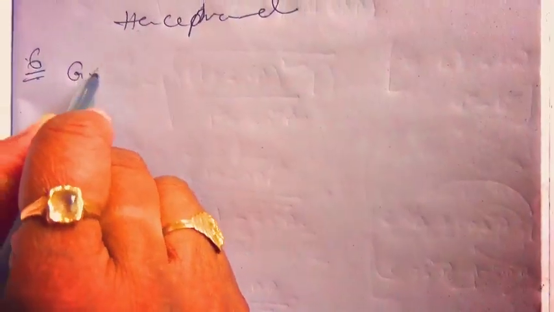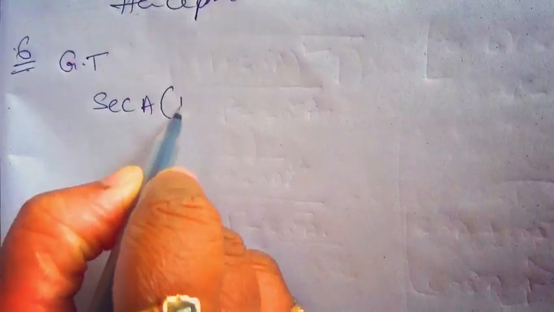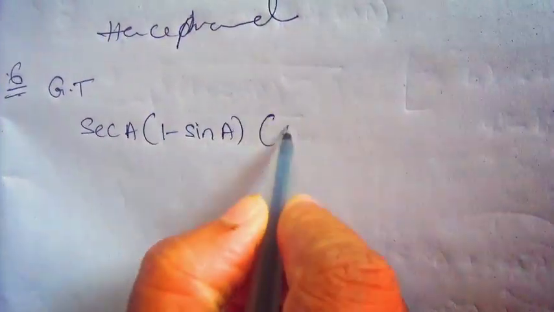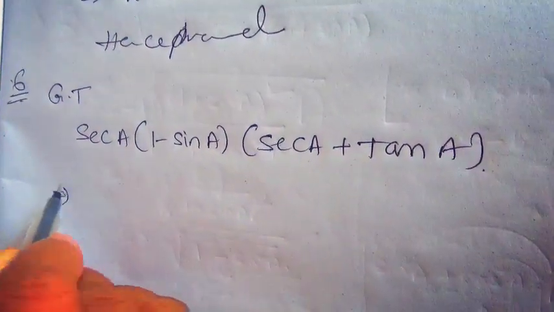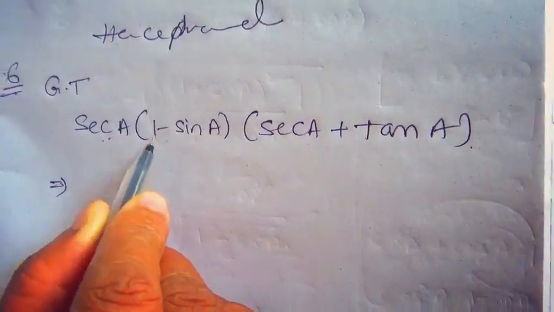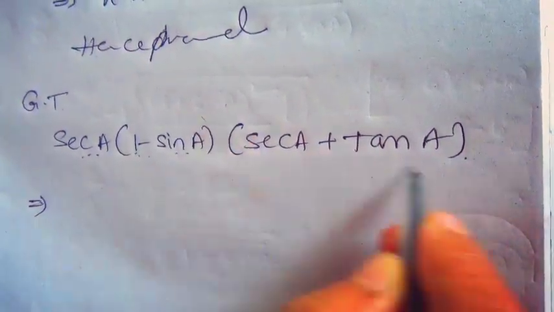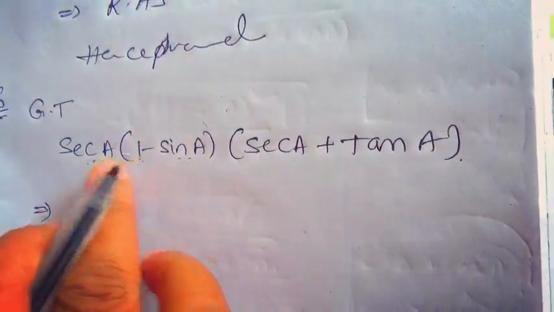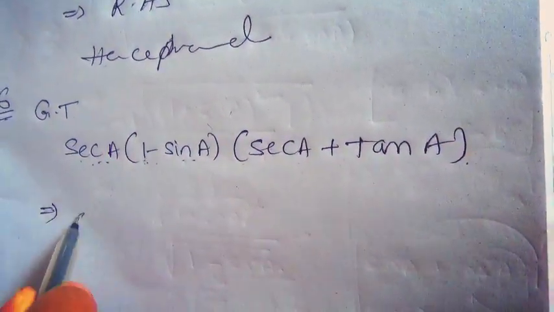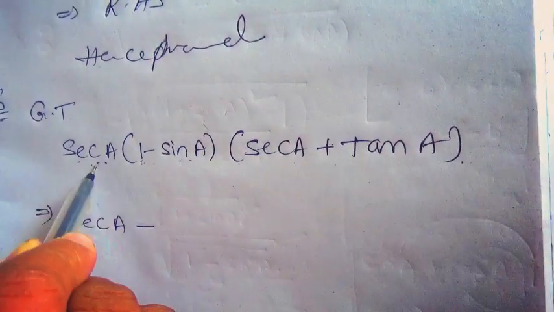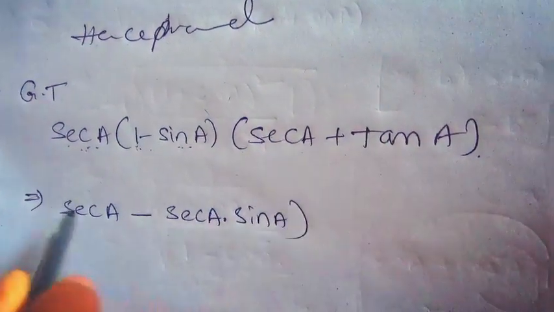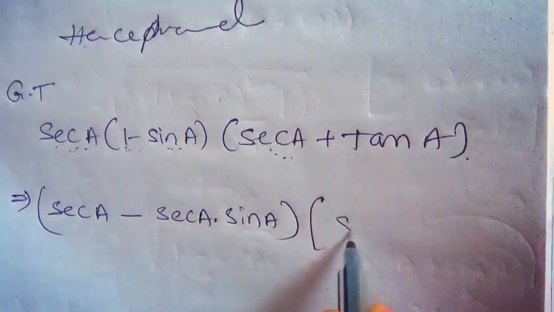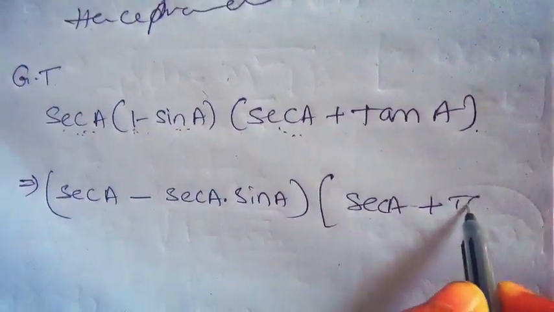Look at here. Sixth sum, given secant A into 1 minus sin A, into secant A plus tan A. You just multiply this secant A into each and every term of the first bracket. You just leave the second bracket, but here you multiply secant A into 1, secant A minus secant A into sin A. You don't change secant A plus tan A.